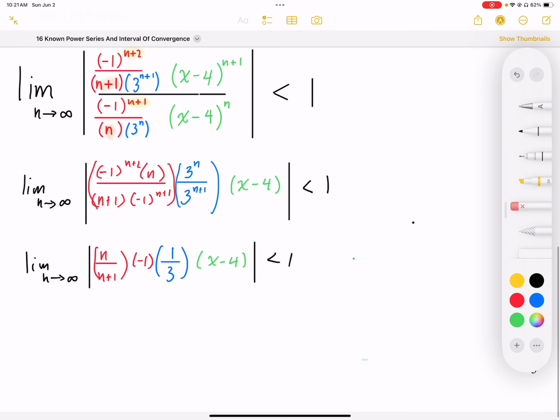Okay, so we can now apply our limit here. The negative 1 really is not relevant, but as we apply the limit to the n over n plus 1, that becomes 1.